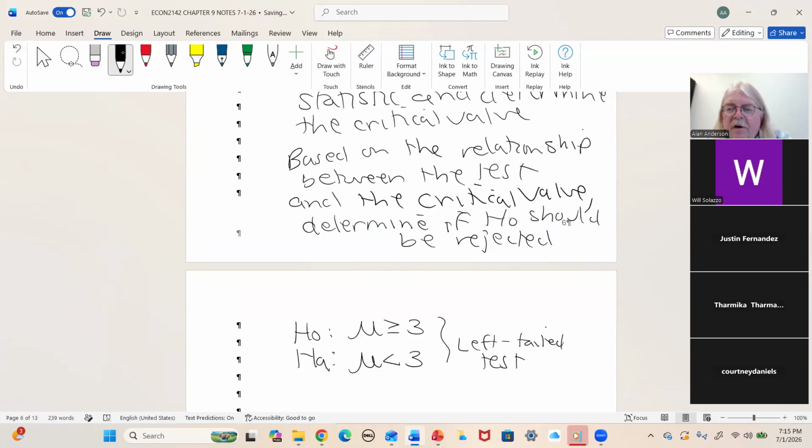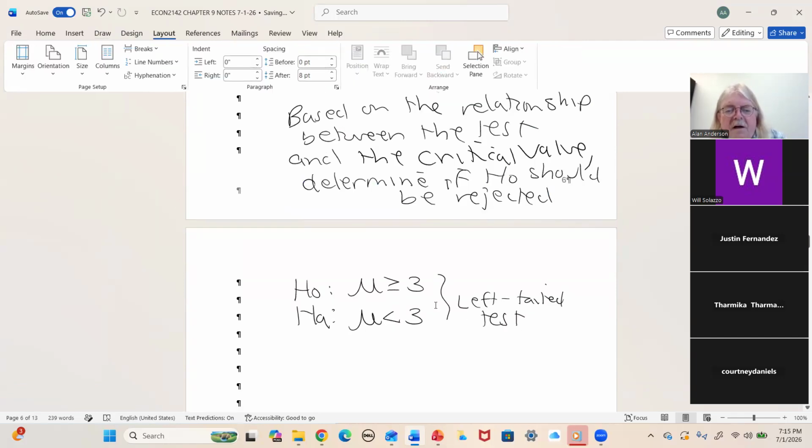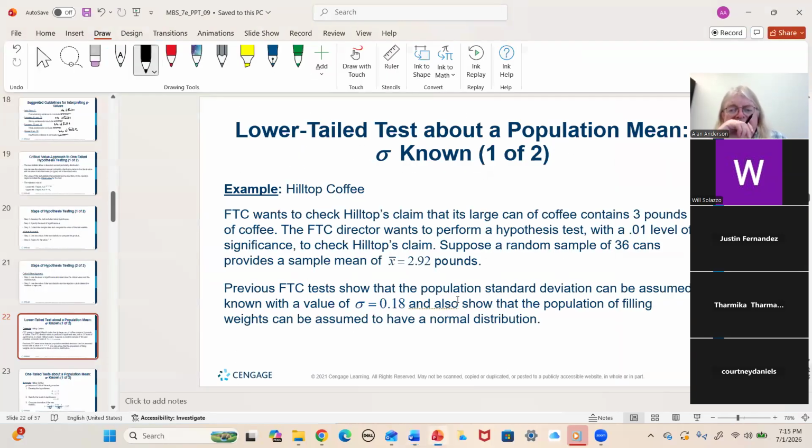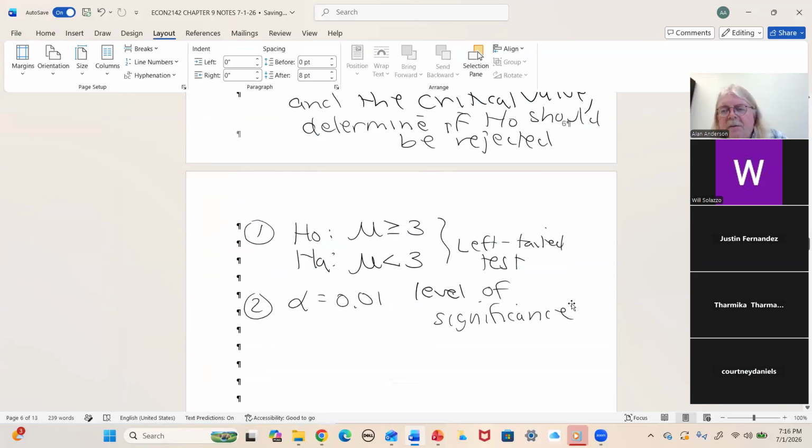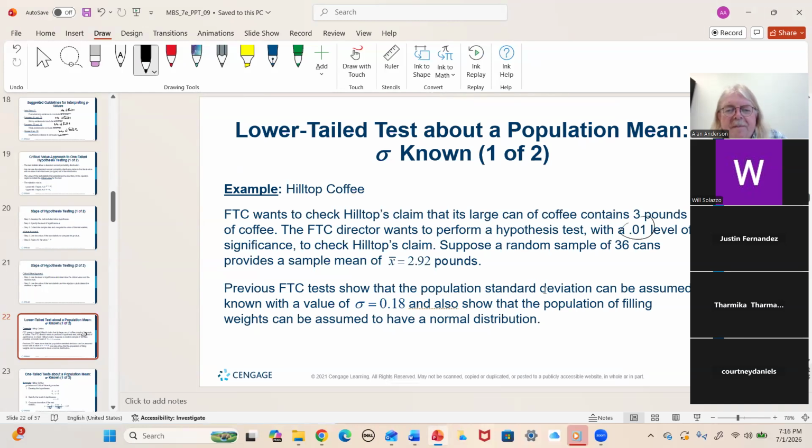And that's because we're looking for hard evidence that the cans are underfilled. If they are, the FTC might take some action against them. Okay. All right, so we get that out of the way. Now they're telling us right in the problem what the level of significance is. That's this 0.01 here. So this is my level of significance. That is given to you in the problem. This is not something you have to choose.